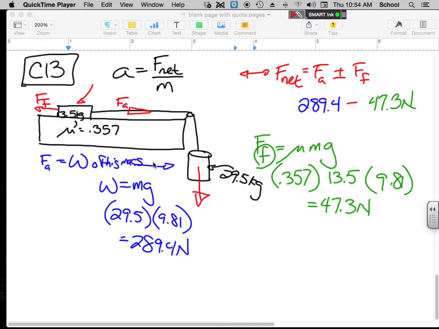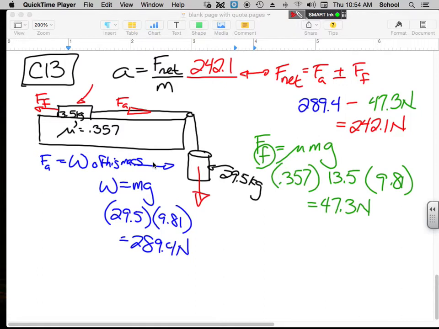No, it'll just stay there. So if the FF is bigger than the FA, it's just stuck there. If the FA is bigger than what's left over. And what is left over here? 242.1 Newtons. So that was my F net that I was missing up here.